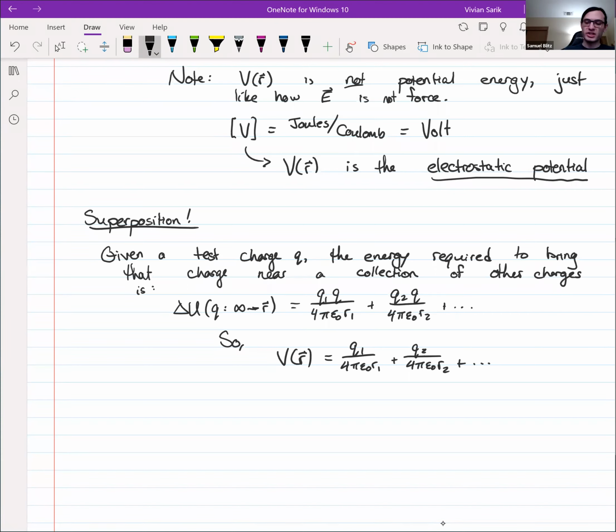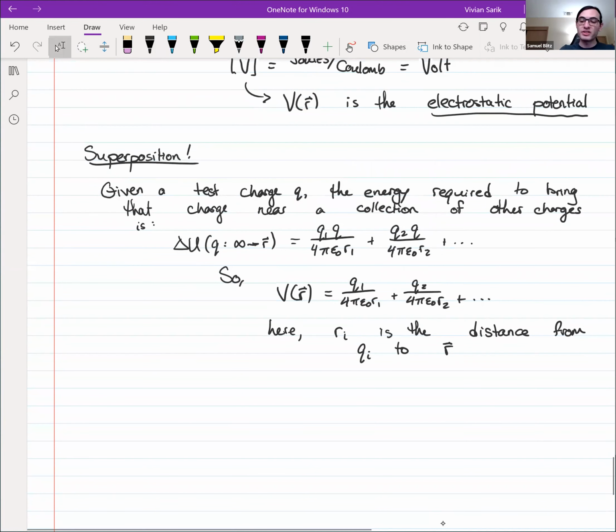And here, just so you know, R sub i is the distance from Qi to the position R. So the charges are at some position wherever they are, and this Ri, or R1, R2, R3, is just the distance from Q1 to the position of interest R. There's a lot of R's here, I know.